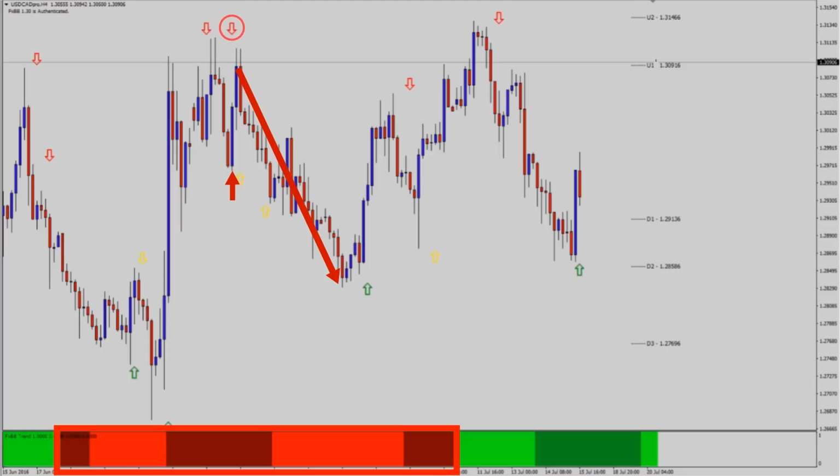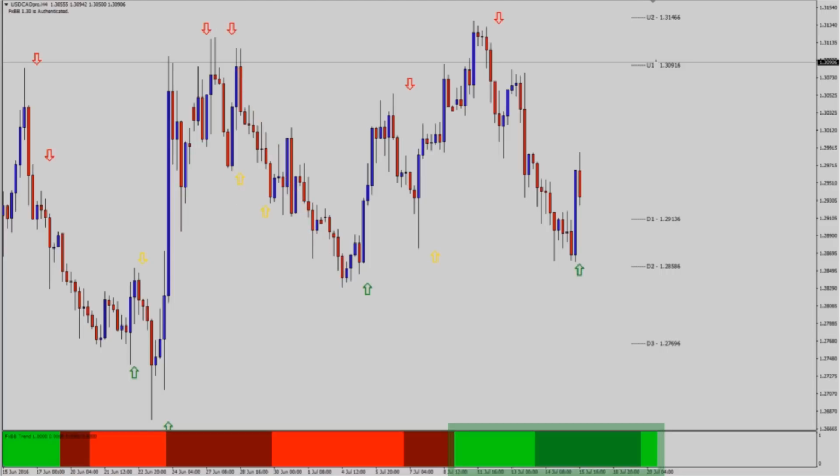This is current market as I'm recording this, and you can see we've shifted to green, which means we're looking for buys now, and we would have got a buy basically at the end of this candle. So we would have gone long here and taken a trade to go to the upside.